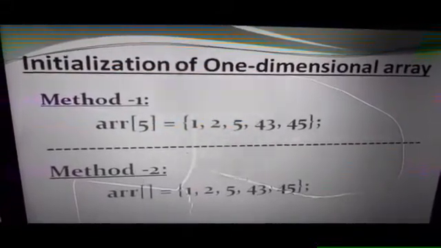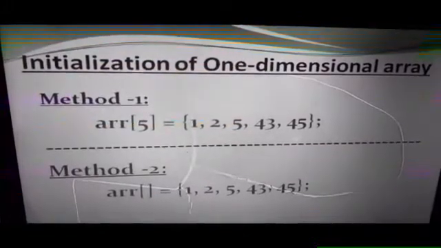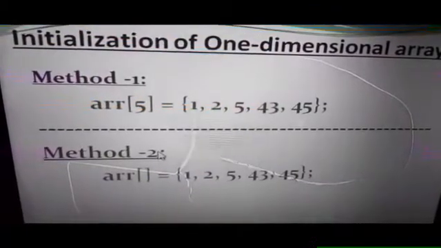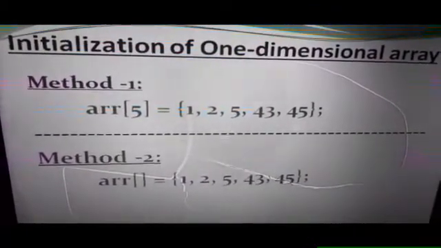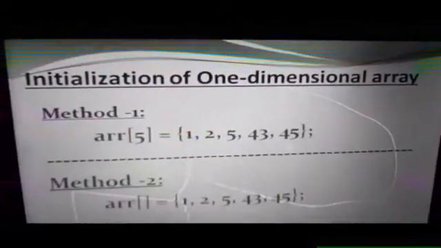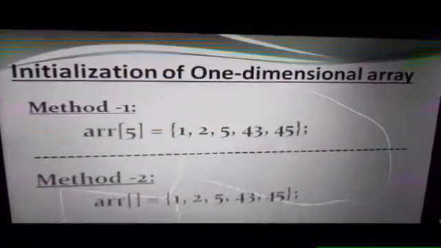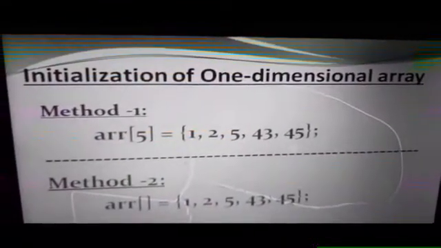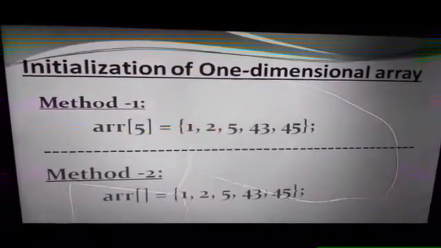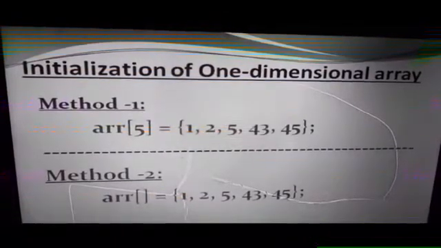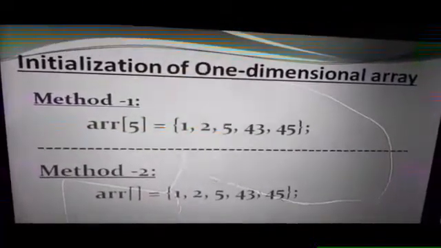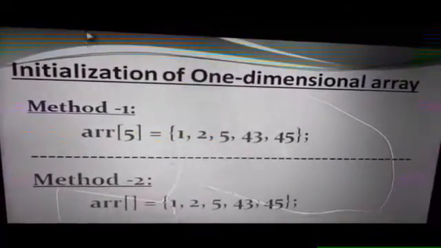This method is considered to be better in comparison with method number 1. What is the reason behind this? Here there is no need to specify the length. Both are exactly the same, but you can also write this without specifying the length. There is one advantage to not specifying the length: you can add as many elements as you want. It is much better in comparison to method number 1.